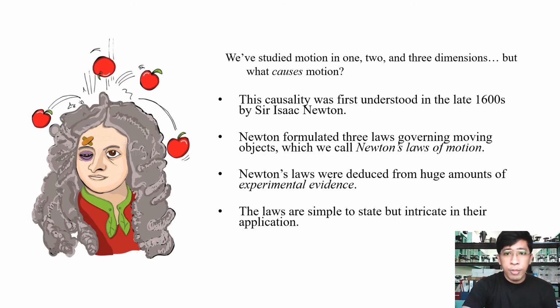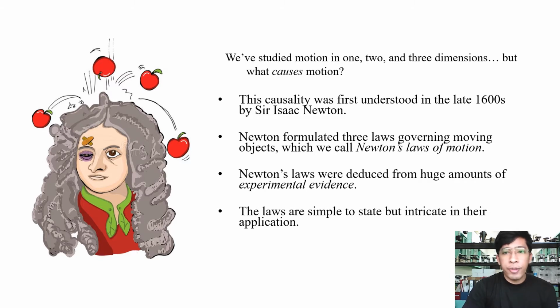And this causality was actually first understood in the late 1600s by Sir Isaac Newton. Perhaps you know him as someone who was hit on the head by an apple while he was sitting under an apple tree. But of course, this is just a legend, and I believe there is no truth behind it. But of course, the apple is connected to Sir Isaac because this has been very important to his understanding about the universe.